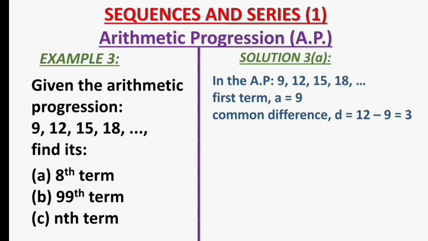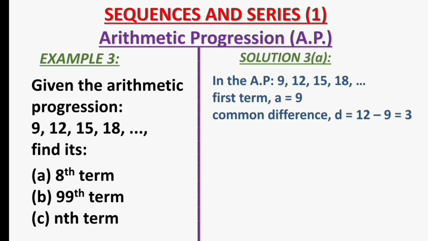In the arithmetic progression 9, 12, 15, 18, and so on, the first term A is 9. The common difference D is the second term minus the first term, which is 12 minus 9, which is equal to 3. The common difference can also be obtained by calculating the third term minus the second term, which is 15 minus 12, which will give you 3. Or by calculating the fourth term minus the third term, which is 18 minus 15, which is also 3.